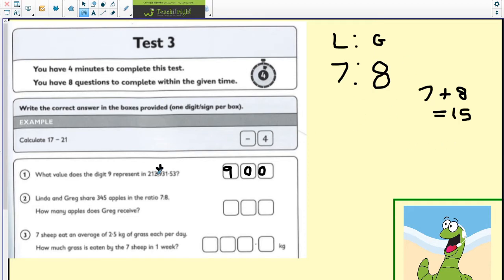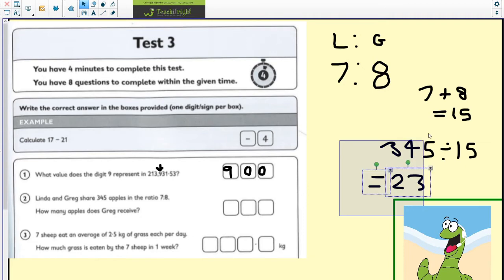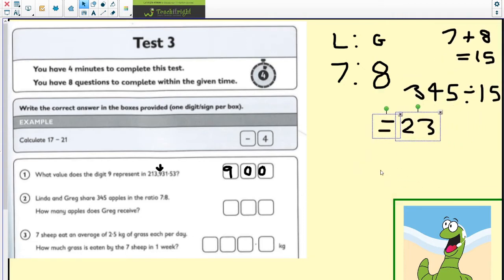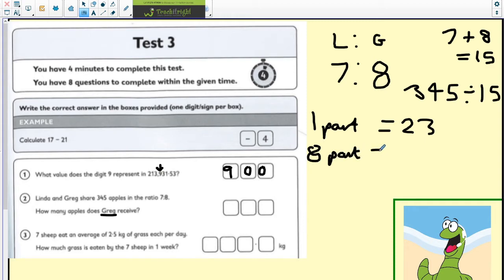And what this means is we have to now divide our total by 15. So it's 345 divided by 15. Now, whether you do a bus stop or however you're doing it, that's fine. The answer to that is 23. So 15 goes into 345 23 times. Now the way I like to set this out is that one share or one part equals 23. And now I can answer whatever I need. In this case, I want to know what Greg gets, so I now want to know what 8 parts is. Going from there is 8 times bigger, so I need to do 23 times 8. And 23 times 8 is 184. Final answer.